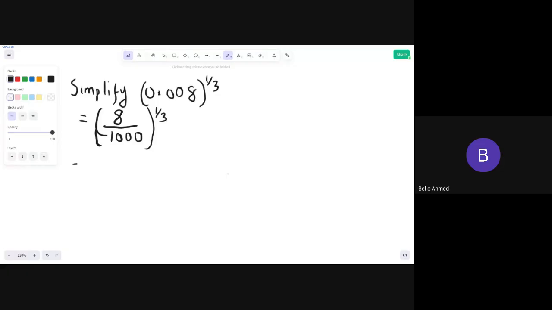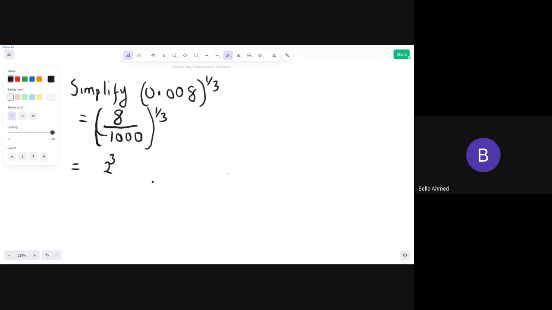So from here, what we are going to do is that 8, this 8. Now, I want you to remember that indices is all about breaking down. So this 8 can actually be written as 2 raised to the power of 3. Well, if you don't know how we got the 2 raised to the power of 3, I'm going to clean this back. Let me show you.